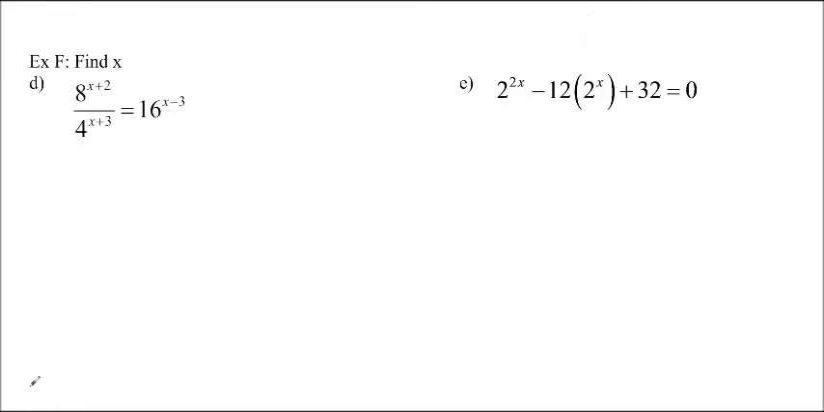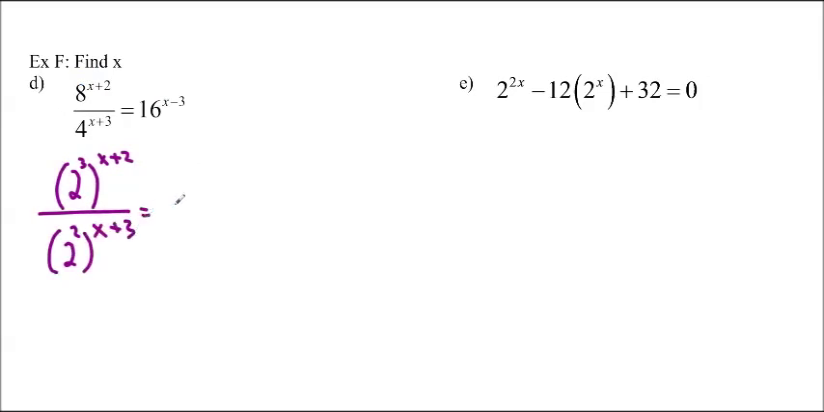The next one. So again, I've got all these different bases, but I know that they're all powers of 2, so I'm just going to make them into powers of 2 here. So 8 is 2 cubed. 4 is 2 squared. And 16 is 2 to the 4. So again, we can just simplify that out once we figure out the little trick there.